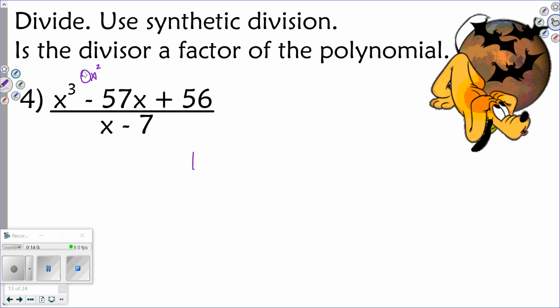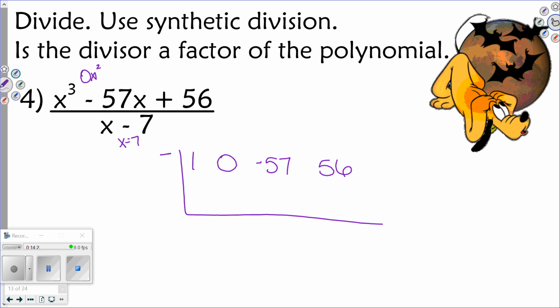I need the 0 from the x squared. Then I have a -57 and a 56. What am I dividing by? 7, because the answer to this is 7. If you do not put in that 0, it'll be wrong. Okay? So you have to make sure you're watching for those zeros. And sometimes you have more than one 0 in a problem.